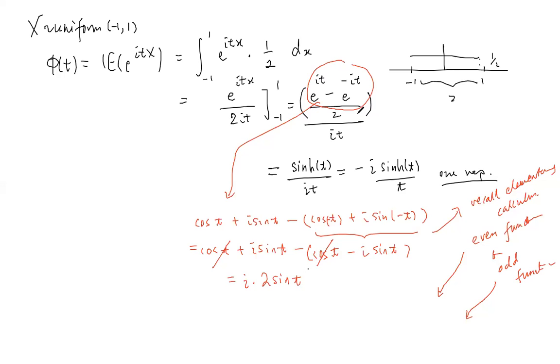So in fact, this part here will simplify to i sine t, right? The 2 will cancel these 2, right? So you get i sine t, and then even nicer, your i here will cancel. So in fact, your uniform has a very nice characteristic function, which is sine t over t.